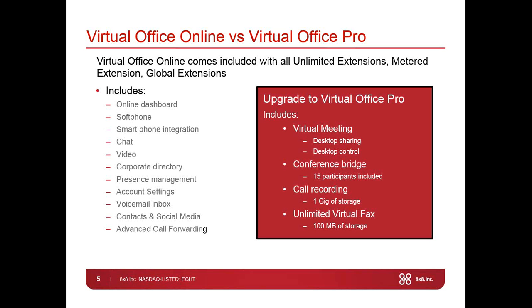And then advanced call forwarding and things like that. The Virtual Office Pro bundle takes 3 value-added features that not everybody needs, but a subset of your users are probably going to find some value in this. The 3 pieces are the virtual meeting. The capability of having your own personal conference bridge for handling audio, audio and video, and web conferences, all integrated into your Virtual Office service. So that's part of the Virtual Office Pro bundle.